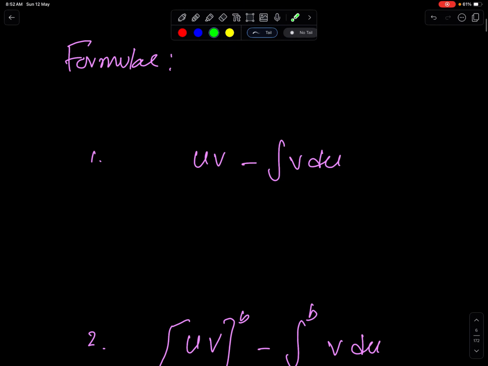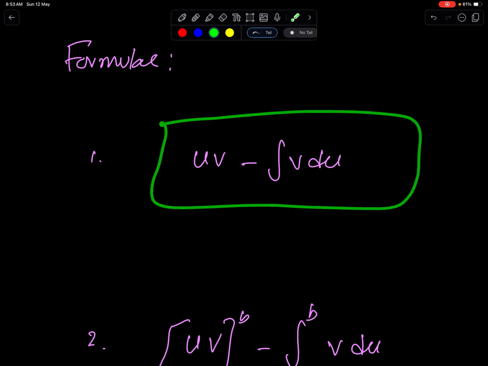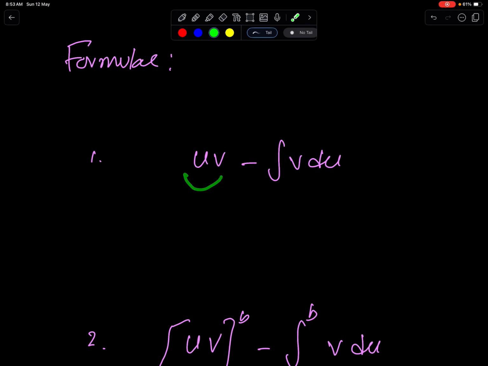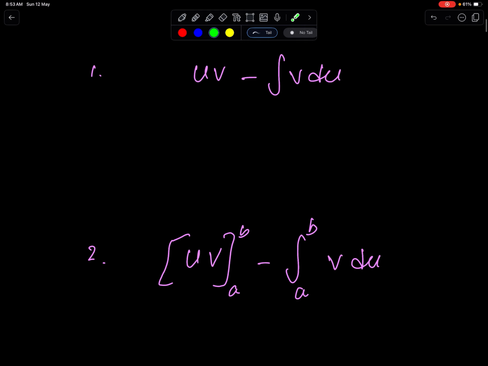Formulae. There are two formulae of integration by parts. For indefinite integrals, use this formula. Indefinite integral means integrals without limits. The formula is uv minus integral v du. For definite integrals, use this formula: uv with limits a to b, minus integral with limits a to b of v du. Well, definite integral means integrals with limits.